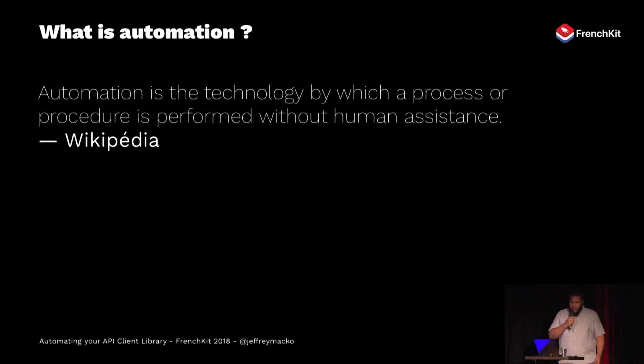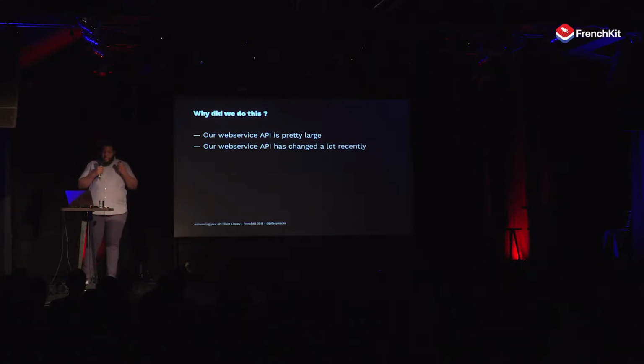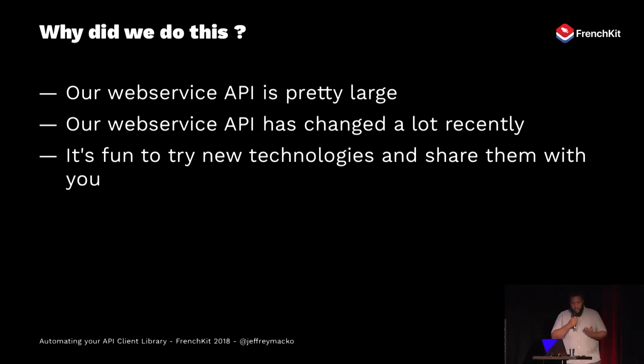First of all, what is automation? Wikipedia says it way better than me, so let's repeat it. Automation is just a technology by which a process or procedure is performed without human assistance. Okay. Why did we do this? Our web services are pretty large. We have a lot of endpoints, a lot of models, and it's changed a lot recently. And it's fun to try new technology and share them with you.